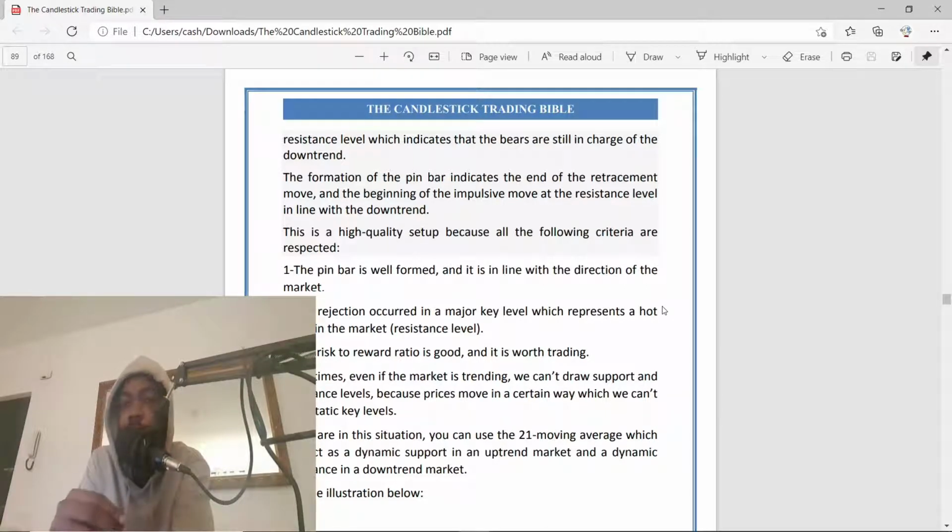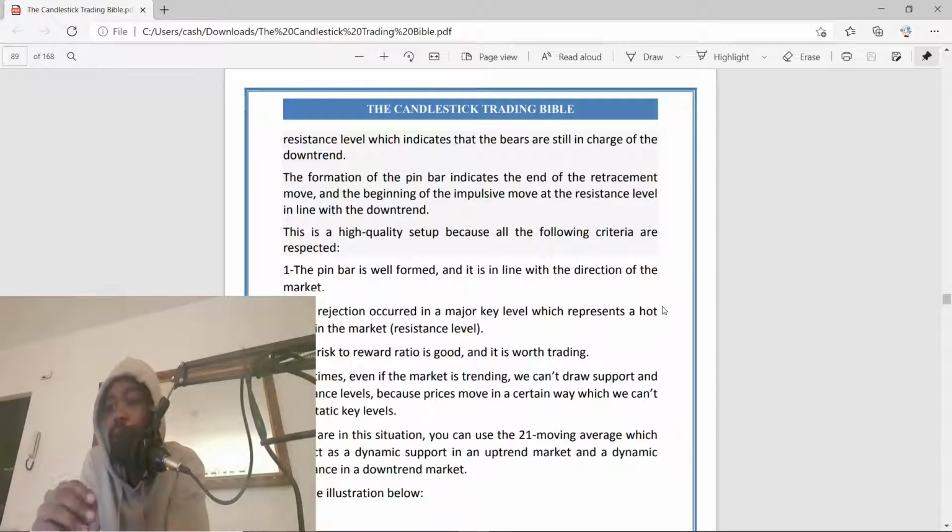This is a high quality setup because the following criteria were respected. The pin bar is well formed and it's in line with the direction of the market, which means it was a bearish pin bar in a bearish market. Regardless, the pullback was just one of those things that occurs on the chart. The rejection occurred at a major key level, which represents a hard point in the market, a resistance level.